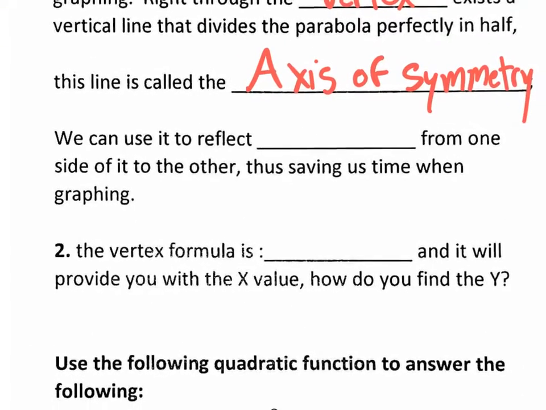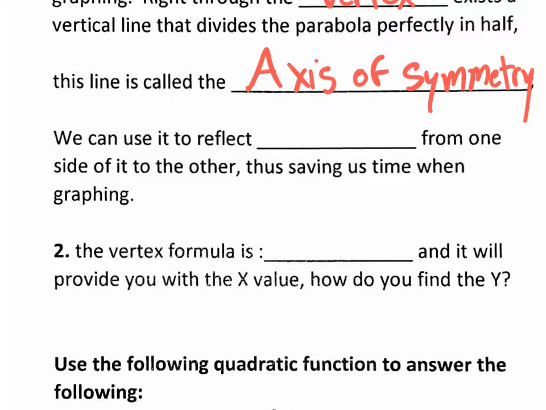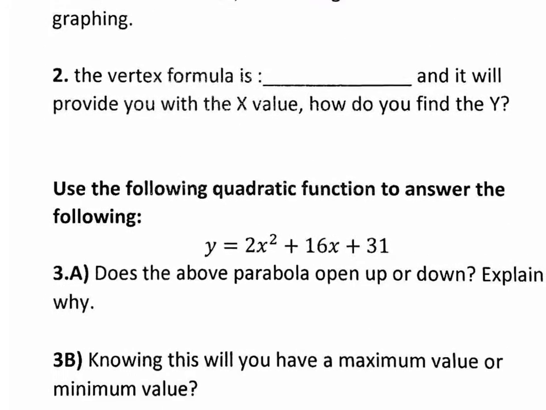We can use the axis of symmetry to reflect what? Points, right? Or you could say coordinates, whatever you want. I'm going to say points, from one side of it to the other, thus saving us time when graphing. This is important to know, that it saves you time to reflect as opposed to plugging in values and doing a lot of math for each value. Once you have a couple of points, you could just reflect it on the other side of the axis of symmetry.